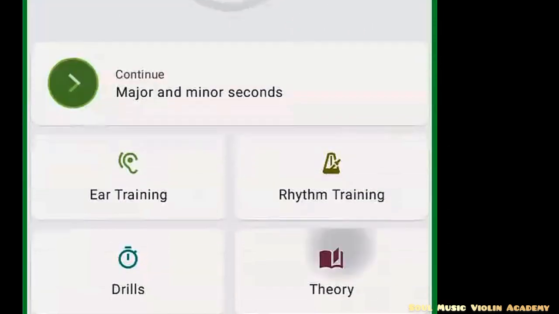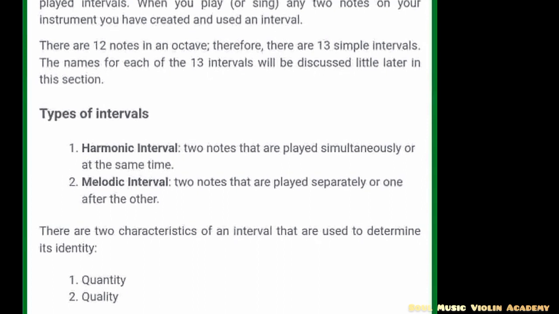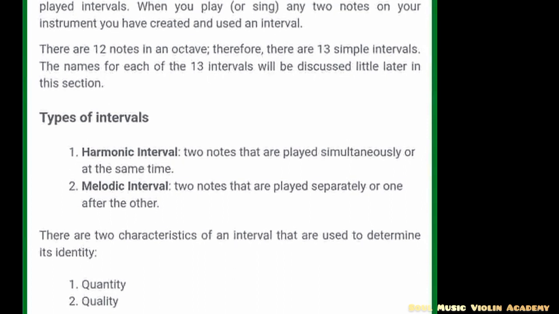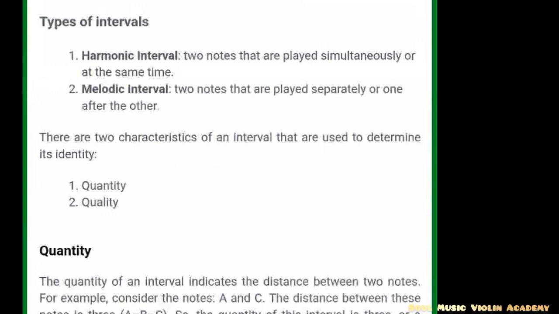So go to intervals. I'm guessing you've read all of this, right? An interval is simply the distance between two notes or pitches. If you have played any two notes on a musical instrument, then you have played intervals. When you play or sing any two notes, you have created and used an interval. We have types of intervals: harmonic intervals and melodic intervals. There are two characteristics of intervals: quantity and quality.